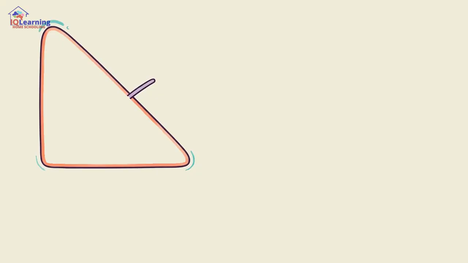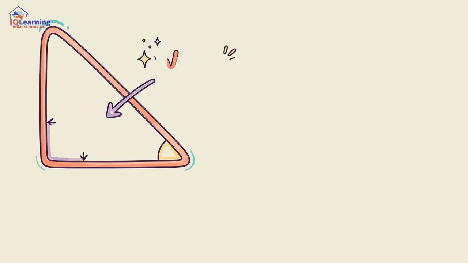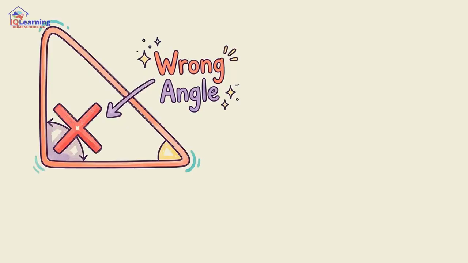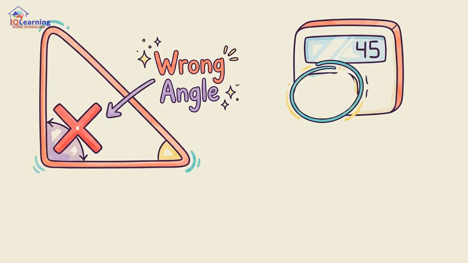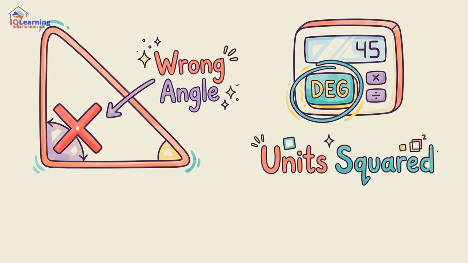There are a few common mistakes students make here. The biggest one is using the wrong angle. The angle in the formula must be the angle between the two sides you multiply. If you choose a different angle, you create the wrong height and get the wrong area. Another common mistake is calculator mode. This problem uses degrees, so make sure your calculator is not in radian mode before typing sine of 30. And finally, do not forget the units squared at the end.